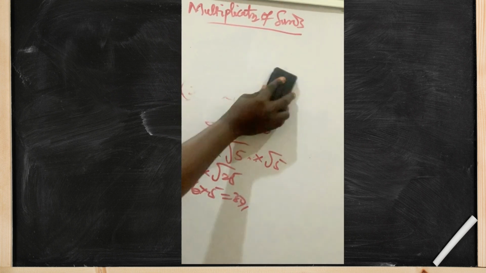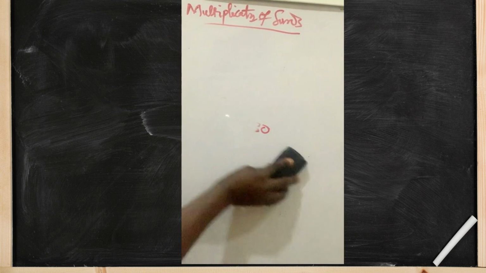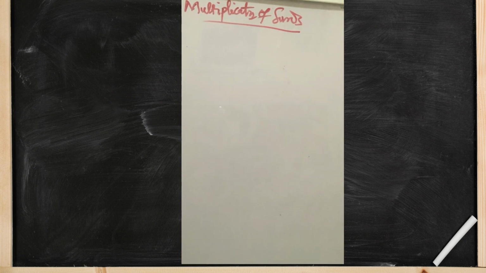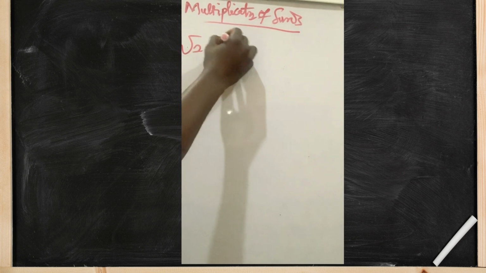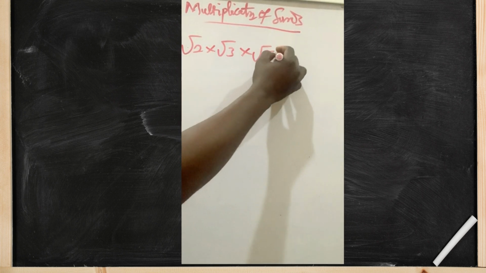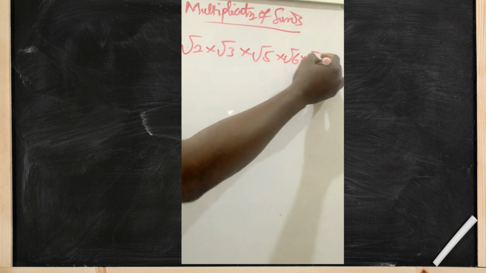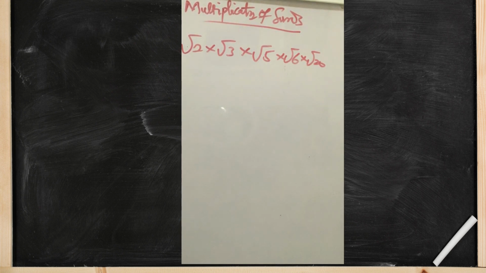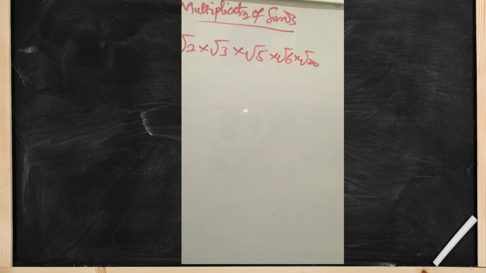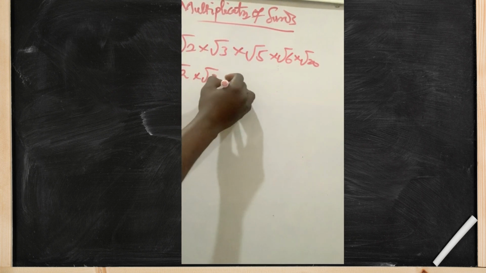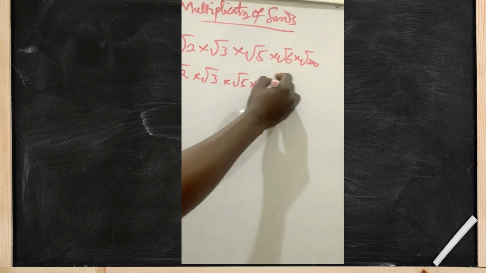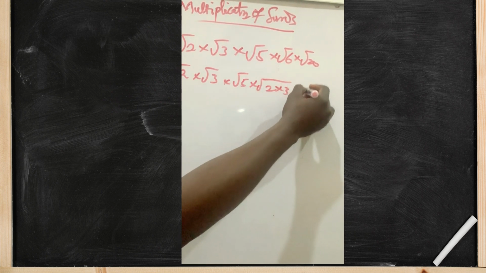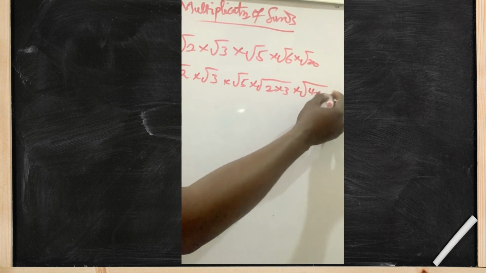Now, the second question that we're going to be considering is this. We're having square root of 2 times square root of 3 times square root of 5 times square root of 6 times square root of 20. Now we're expected to multiply all of this, and we already see that this is the same thing as saying square root of 2 times square root of 3 times square root of 5 times square root of 2 times 3 times square root of 4 times 5.